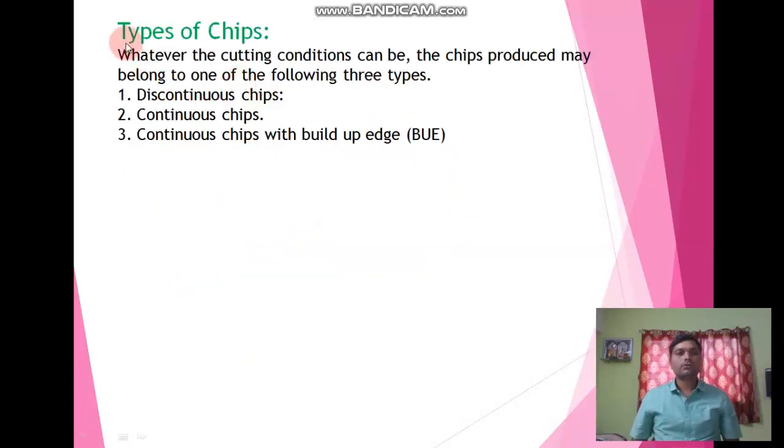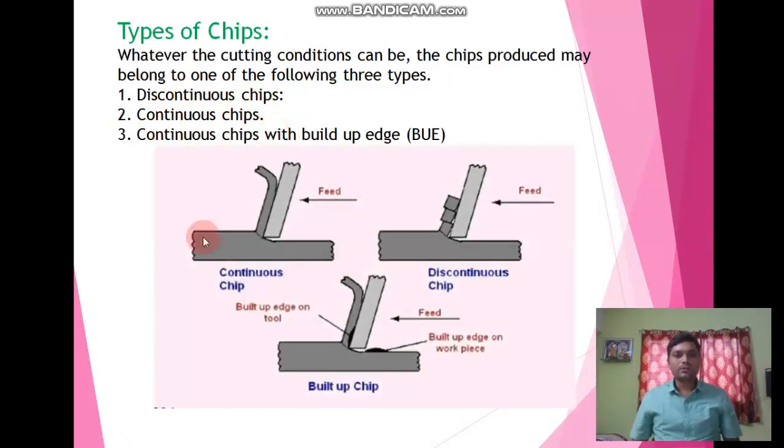Now we will discuss the types of chips. Whatever the cutting condition, there are three types of chips: discontinuous chips, continuous chips, and continuous chips with built-up edge. Here we have three diagrams. The first diagram represents continuous chips, the second represents discontinuous chips, and the third represents continuous chips with built-up edge. In the first diagram we get continuous chips, and the workpiece is a ductile material. In ductile material we get continuous chips.